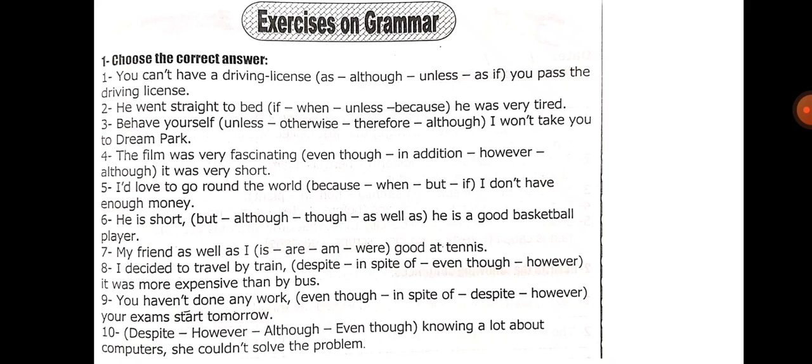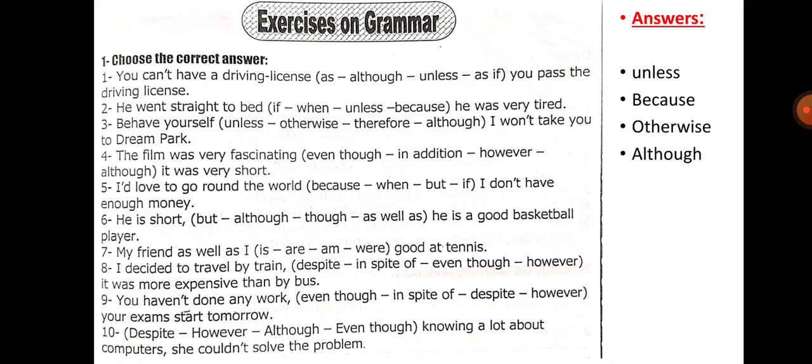Now we are going to answer exercise on the grammar. Choose the correct answer. Number 1. You can't have a driving license unless you pass the driving test. He went straight to bed because he was very tired. Number 3, behave yourself, otherwise I won't take you to Dream Park. Number 4, the film was very fascinating, although it was very short.